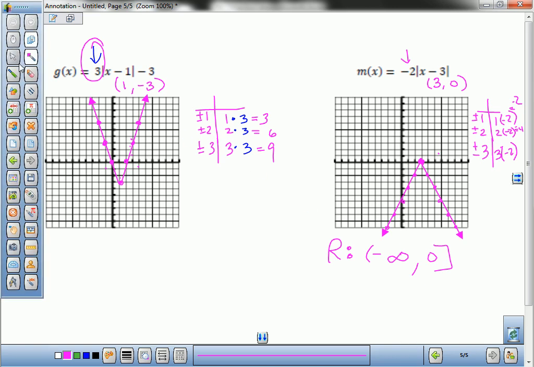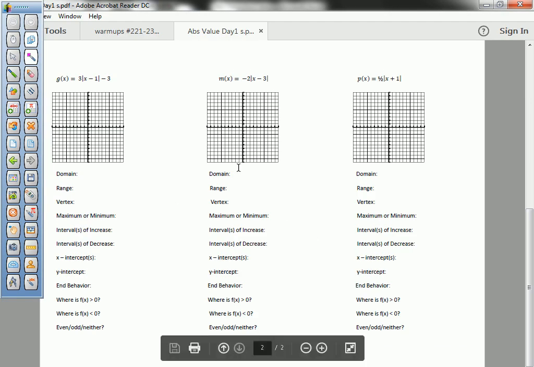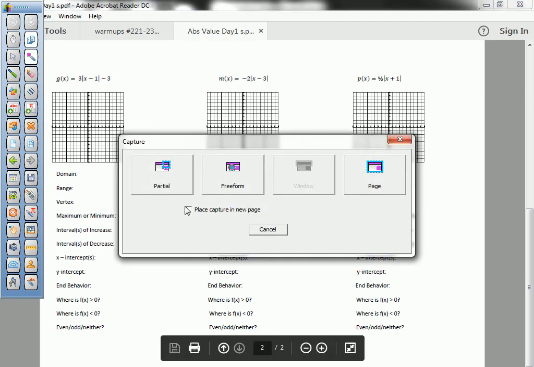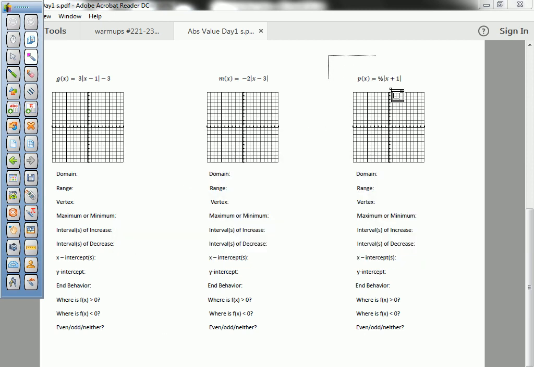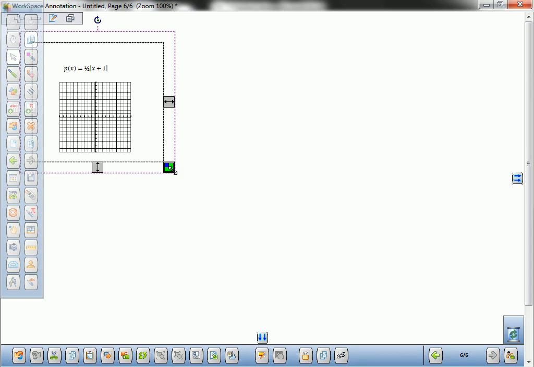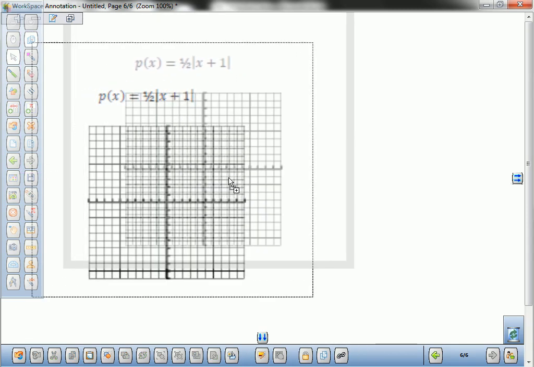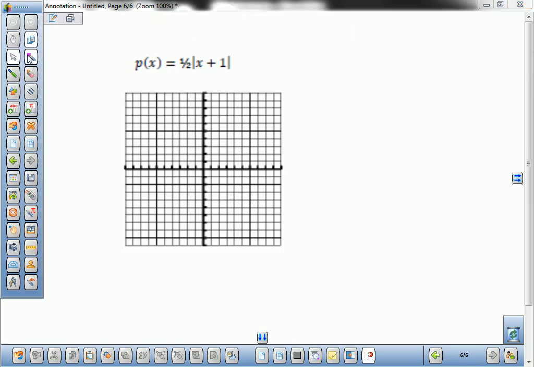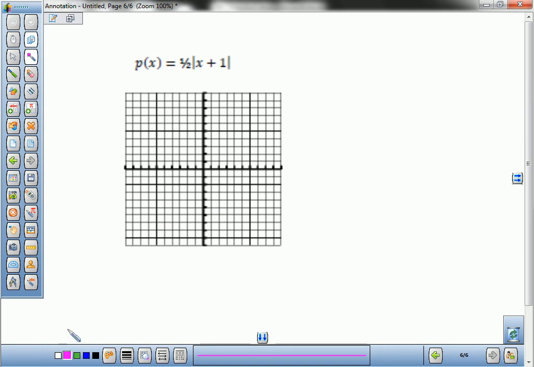Alright, so the last one we're going to graph together is coming up. And this one's interesting. Do you go down, or do you go up 1 and then a half? It's a half. So, over 1, up a half.